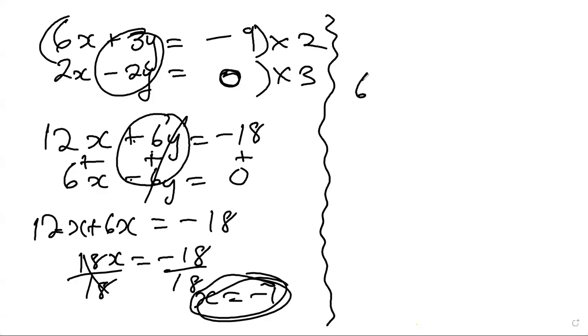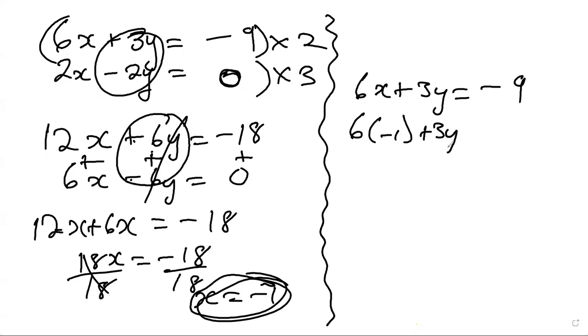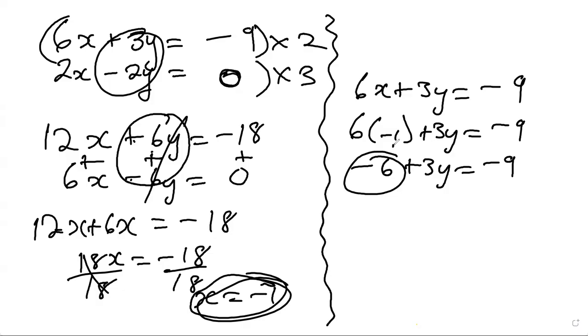So we're going to use equation 1, 6x plus 3y equal minus 9. Anywhere we see x, we plug negative 1. 6 times negative 1 is minus 6, plus 3y equal minus 9. Alright, so basically this is a minus 6, so we are going to add 6.